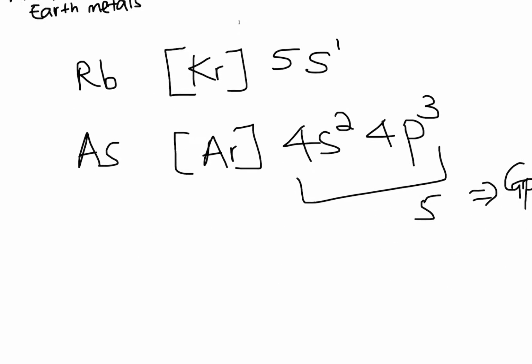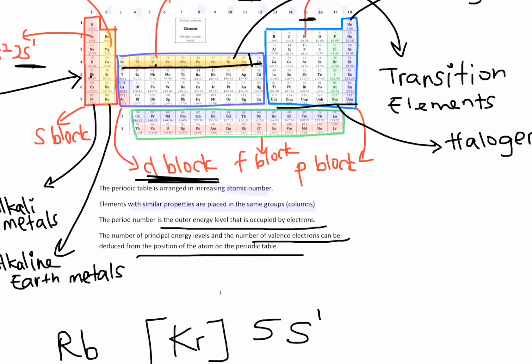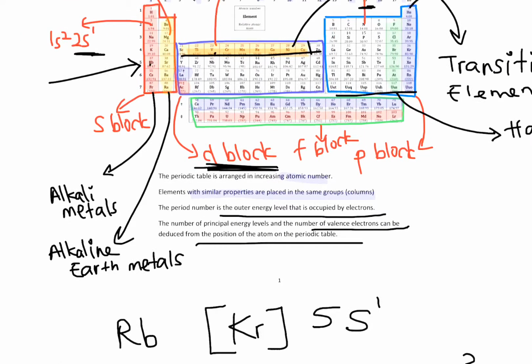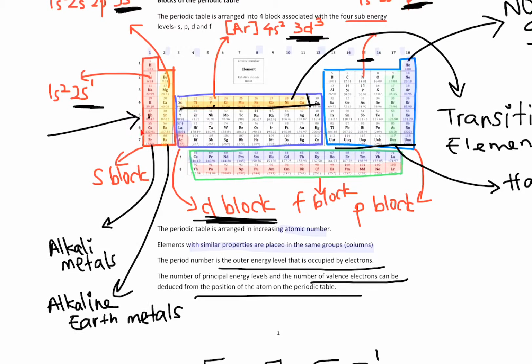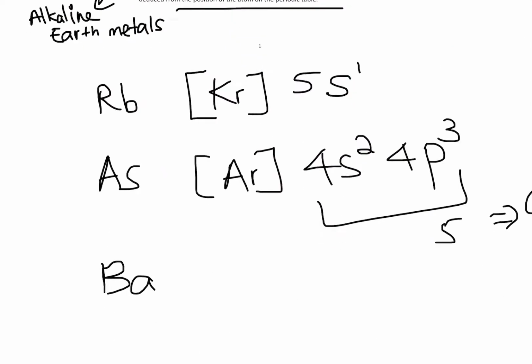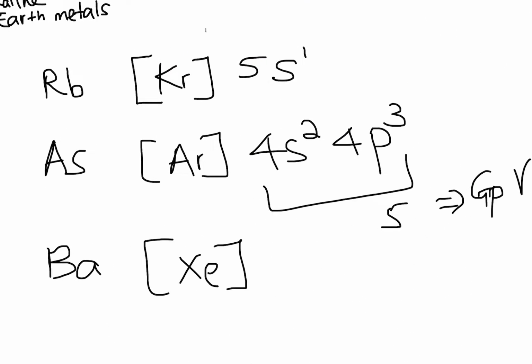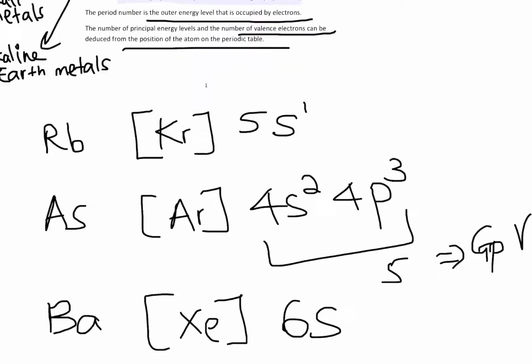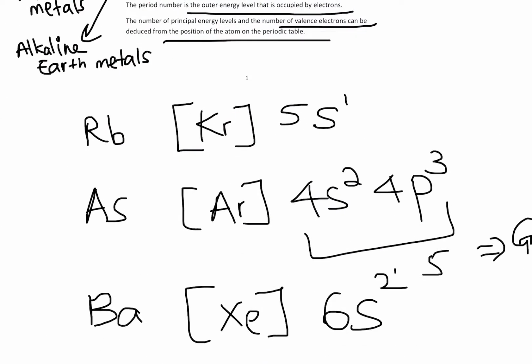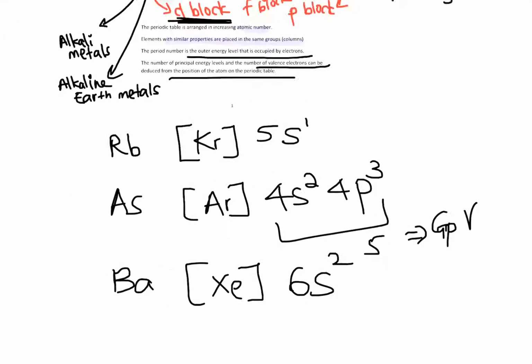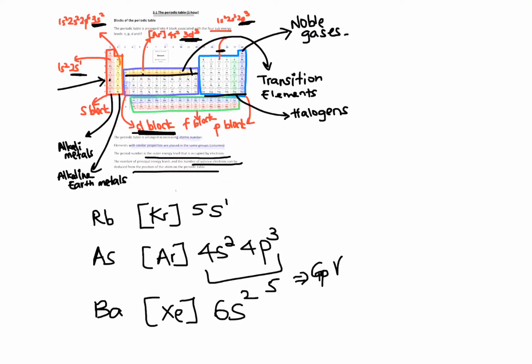Right? And we can try another one. Barium is here. So it is in group 2 and it is in period 6. And the noble gas just before it is xenon. So I'm going to start by writing xenon. And because it is in period 6, I will write 6s2 because it is in group 2. So this is how you use a periodic table to write electronic configurations.